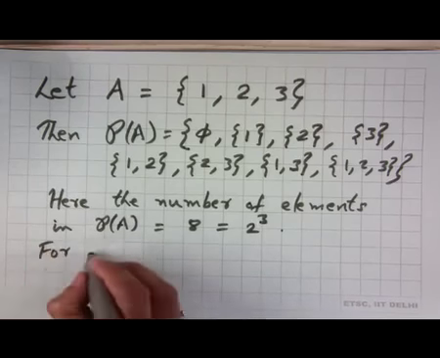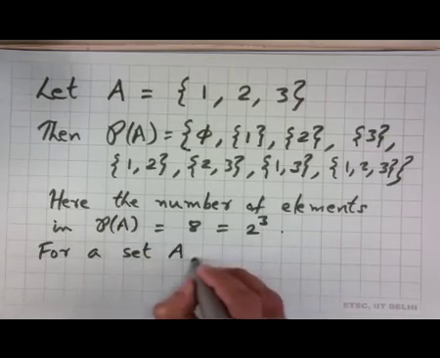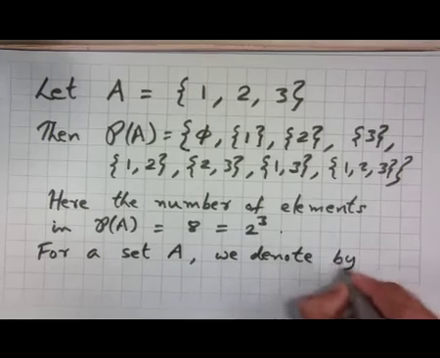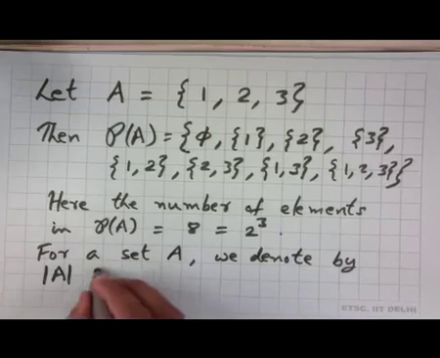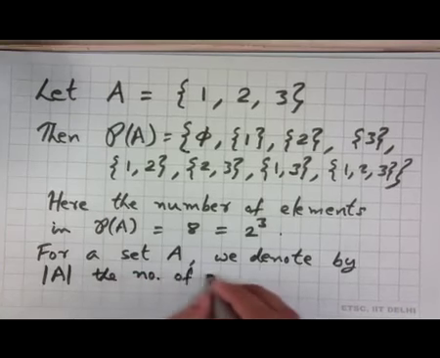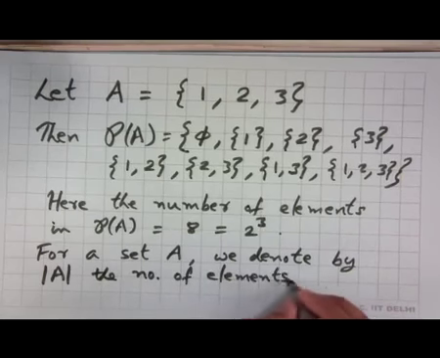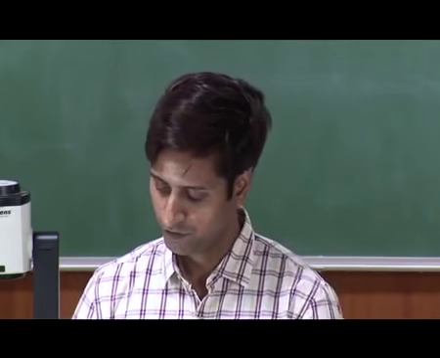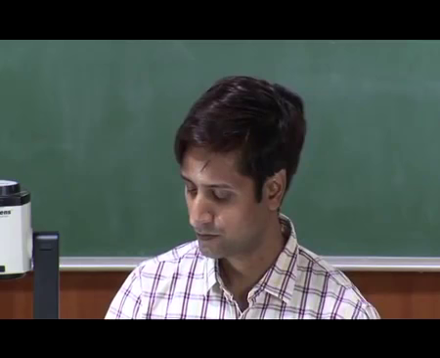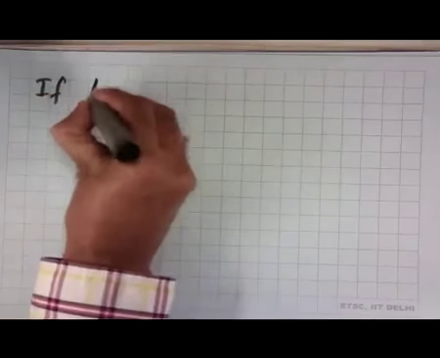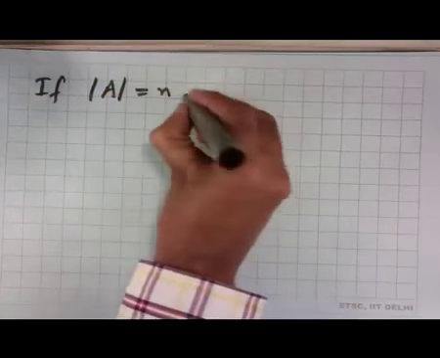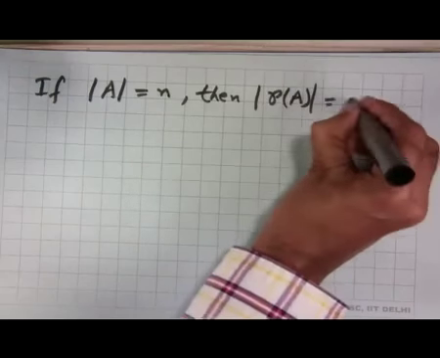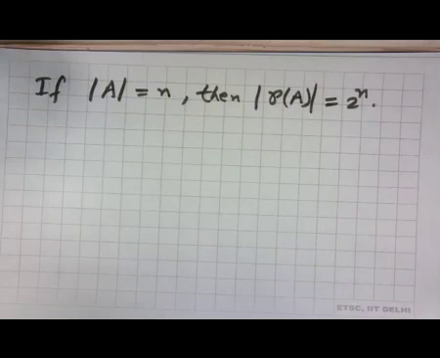So, for a set A, we denote by |A| the number of elements in A. So, if we have a set A containing n elements, then the number of elements in the power set of A, this is always 2 to the power n. Why is this?